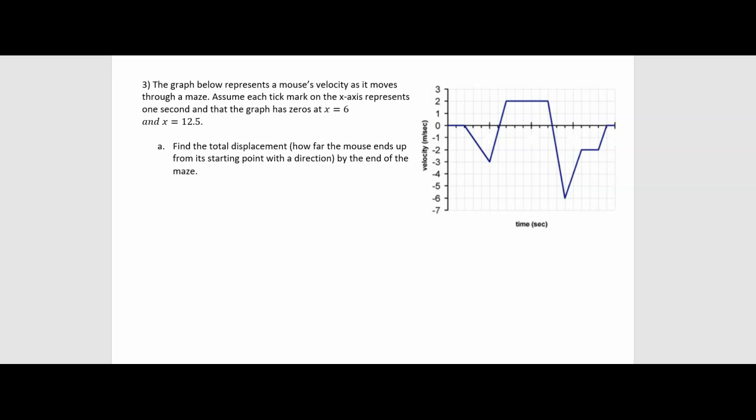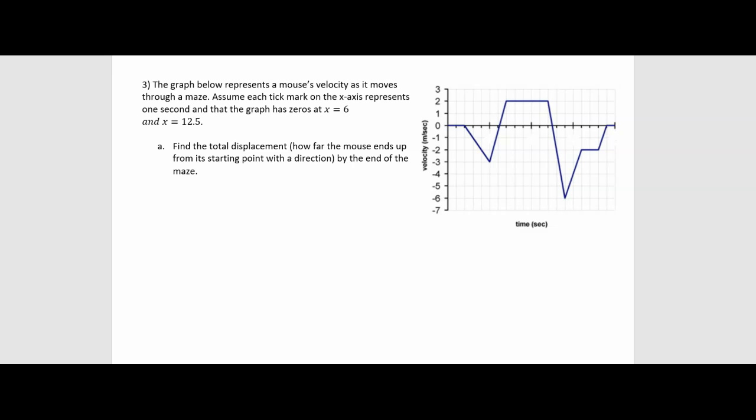So you may want to pause the video and think back to the differences between total distance, net distance, and displacement. But total and net distance, those both have to be positive. Displacement can be positive or negative depending on your direction from where you started. A couple things to think about. There are zeros on this graph at 6 and 12.5. I know it may not look like the zero is right at 6, but I'm doing that for simplicity's sake.